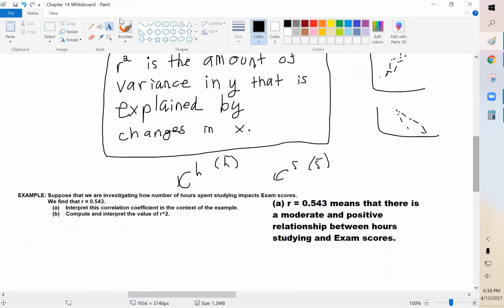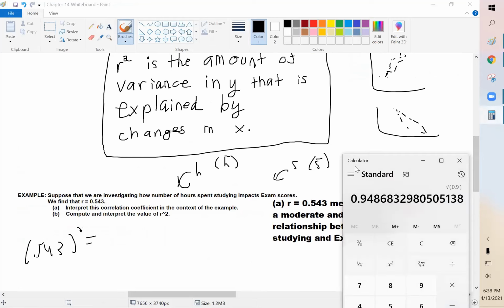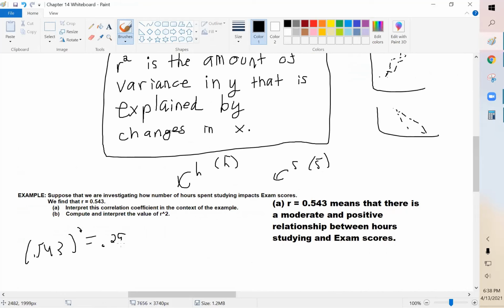So now we want to compute and interpret R squared. We just square the 0.543. So 0.543 squared. Well, the calculator is 0.295. So if you want to put it in percent form, we could say 29.485%. And I'll type it out in a moment, but what this means is that 29.485% of the variance in exam scores can be explained purely by how much time you spent studying.